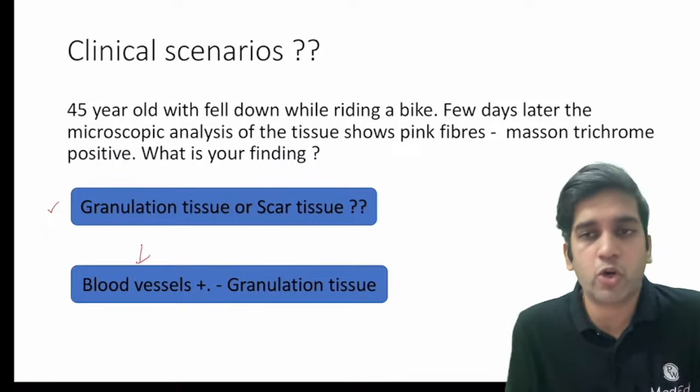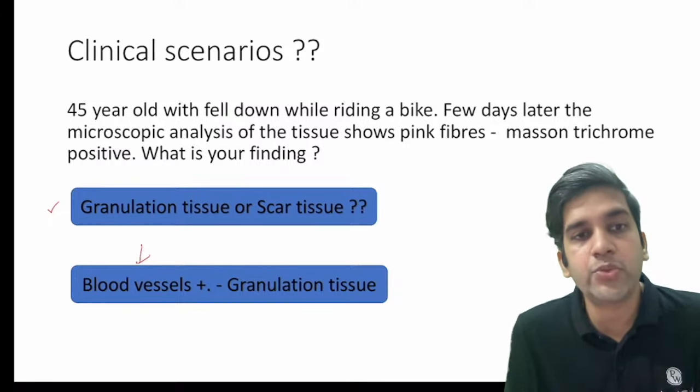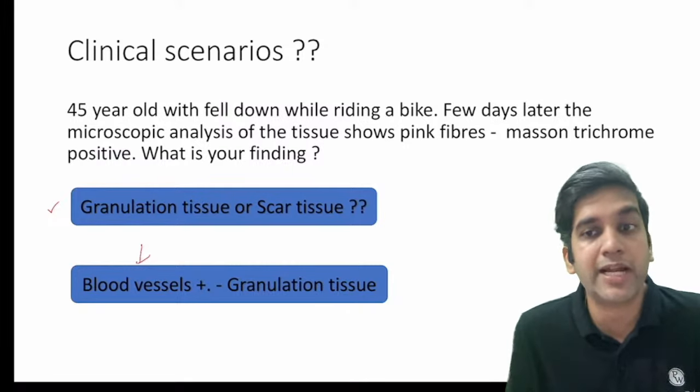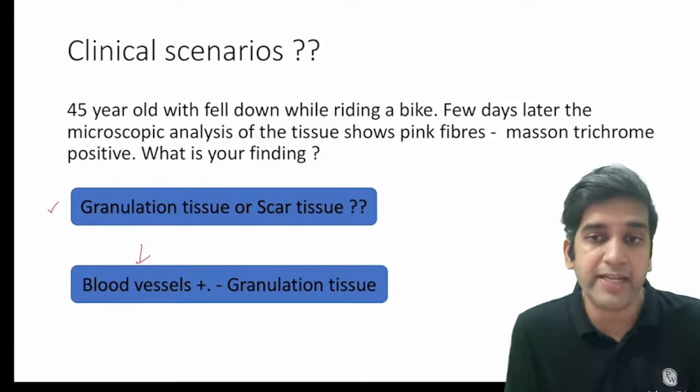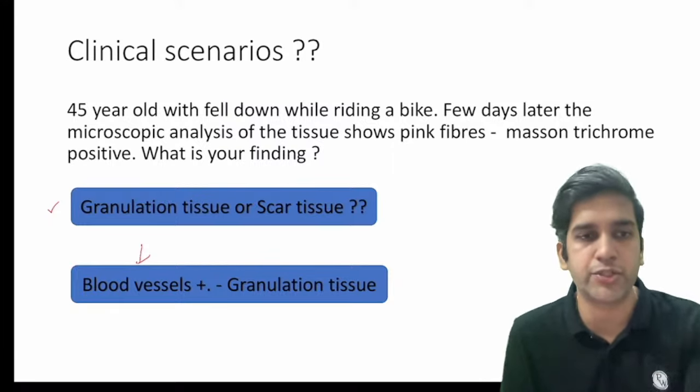Amyloid is positive for Congo red, collagen is positive for Masson's trichrome. Okay. One more leading question. Tell me, which type of collagen do you see in patients with granulation tissue? Yes, that's right. In around 4 to 5 days is when you see granulation tissue.